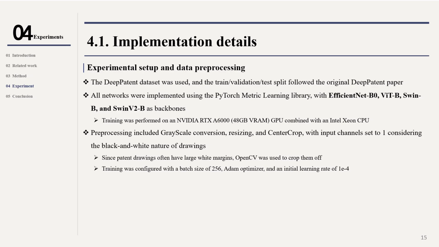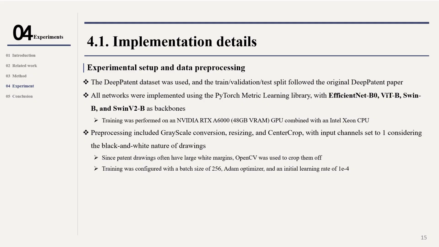The dependent dataset was used, with the train, validation, and test split. Please follow the original dependent paper. All networks are implemented using the PyTorch Metric Learning library with EfficientNet-B0, ViT-B, Swin-B, and SwinV2-B as backbones. Backbones means like the image encoder.